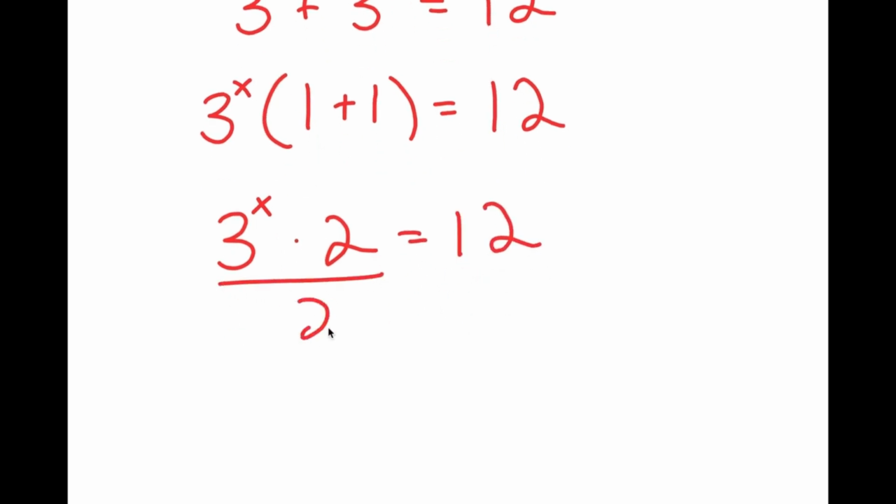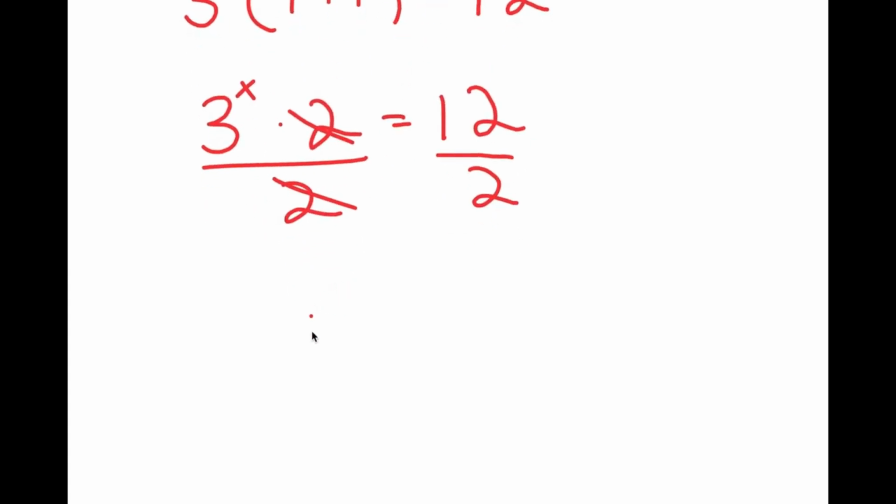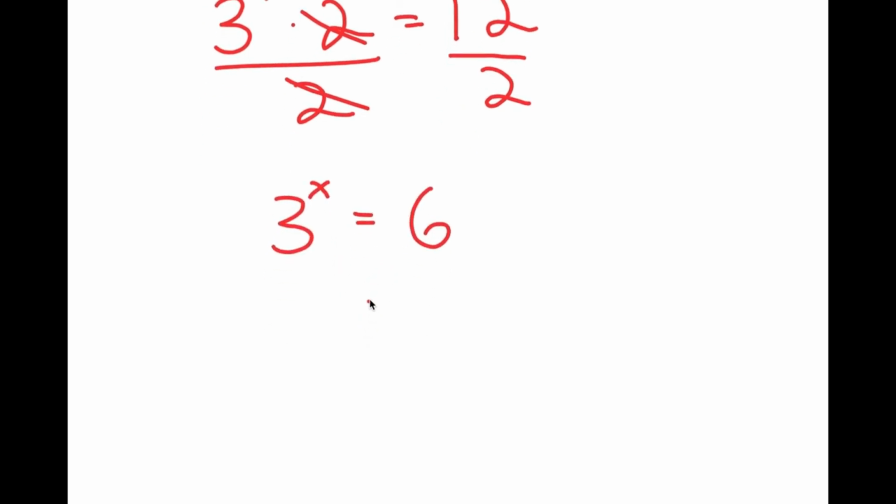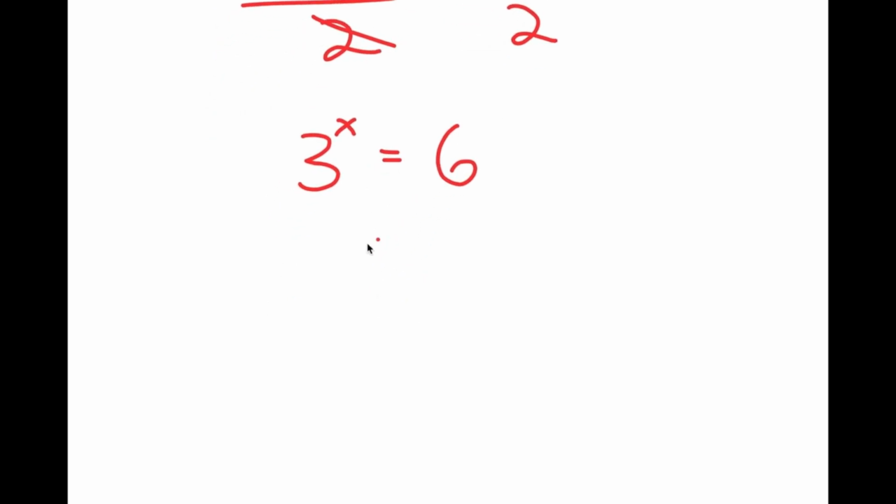Now I can divide both sides by 2. So then these two cancel out, and I get 3 to the power of x is equal to 6. Now from here, what I'm going to do is take the log on both sides. So I get log 3 to the power of x is equal to log 6.